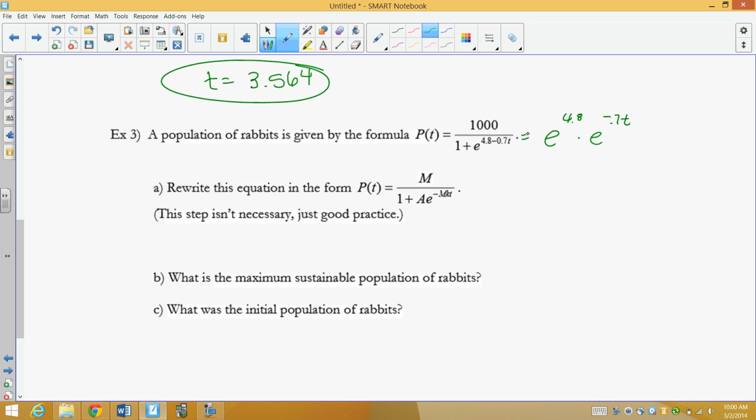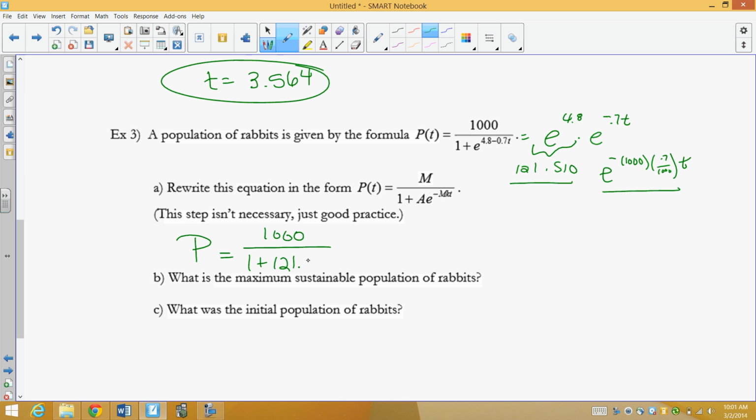Sorry guys, I'm back. So this e to the 4.8 and e to the negative 0.7t can be rewritten like this, and e to the 4.8 is going to be your a, and that ends up being 121.510, and e to the negative 0.7t is e to the, let's see, 1,000, because that's the M, times k, and k would then be that 0.7 divided by 1,000, t. So here's a, here's the other part. So P equals M over 1 plus a e to the Mkt.